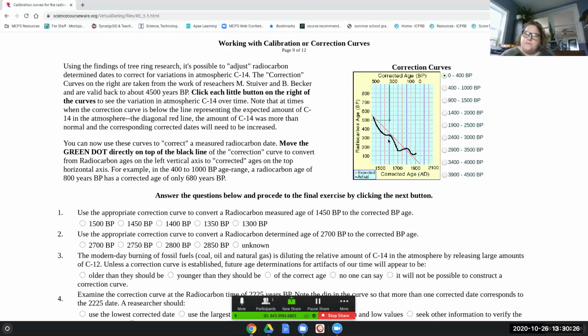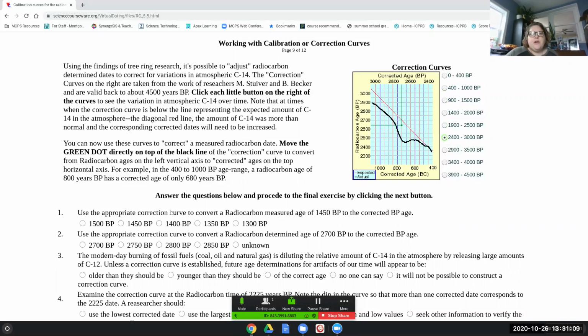And then wherever it hits at the top is the corrected age BC, and at the bottom is corrected age AD. For example, in the 400 to 1,000 range, a radiocarbon age of 800 years has a corrected age of only 600 years. And also as you change these, you are able to zoom in on different parts of the graph to get a more accurate corrected age.